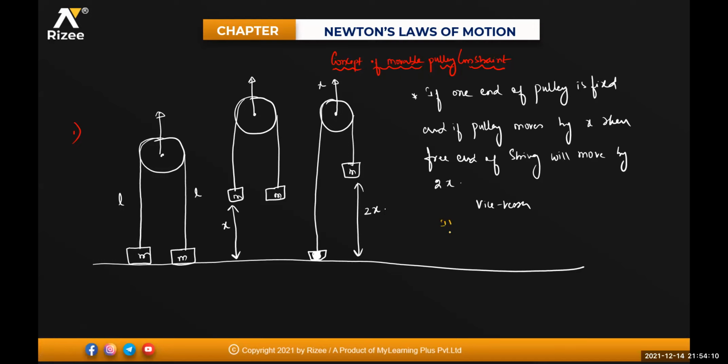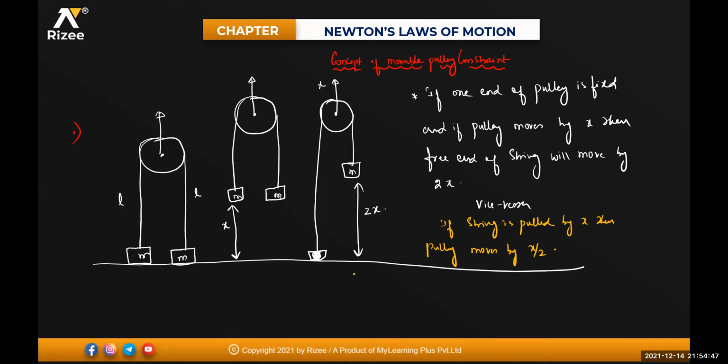If the string is pulled by x, then the pulley moves by x. This is moving by x, isn't it? So this will be moving by x by 2, because if this is x by 2, then only this is x and this is x, isn't it? So if one end of the pulley is fixed and the pulley is moving by x, then the free end will move by a distance of 2x.